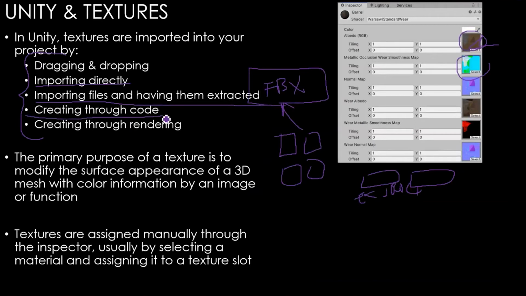You can also create textures through code. We're not going to talk about that right now. We will talk about that when we have our lecture on procedural content generation. So you can make textures yourself with your own algorithms. And then, of course, you can create textures through rendering.